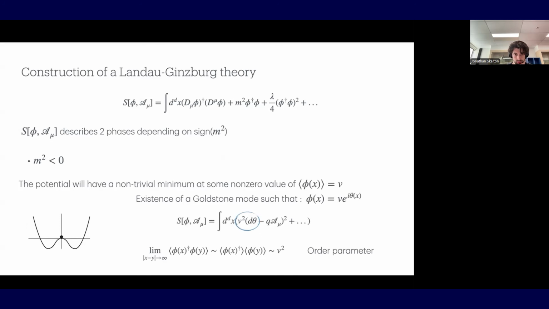But in the other case, where m squared is negative, you can tell that the minimum of your potential is now at a non-zero value for the field, right? So it gets a VEV. And you can compute the two-point function again for this field. What you obtain now is a constant equal to the VEV of the field, right? So it factorizes into the VEV of phi dagger times the VEV of phi.